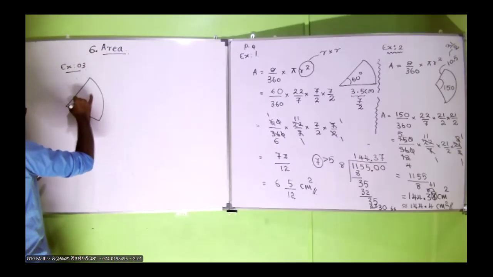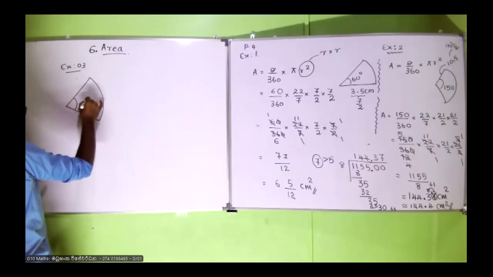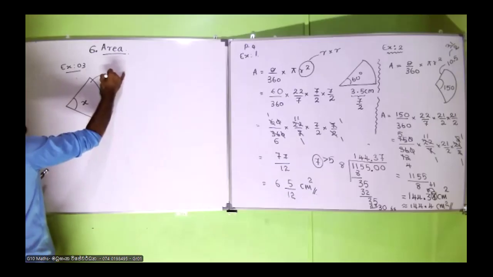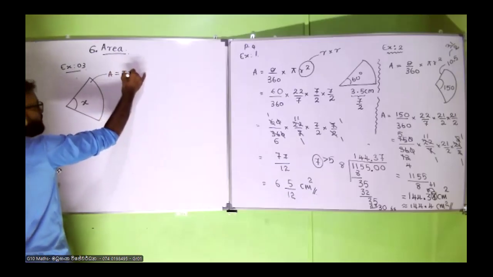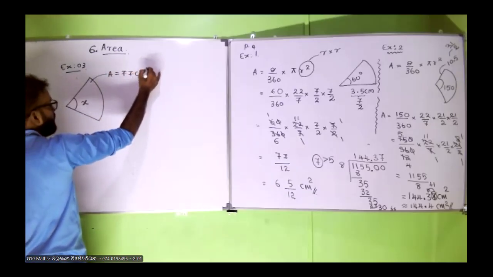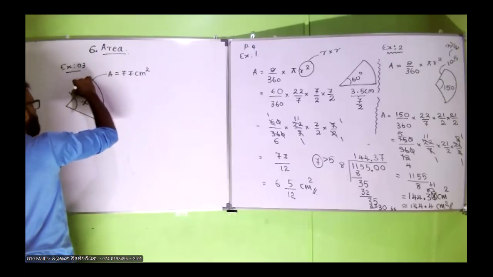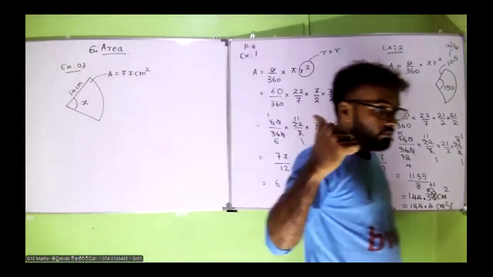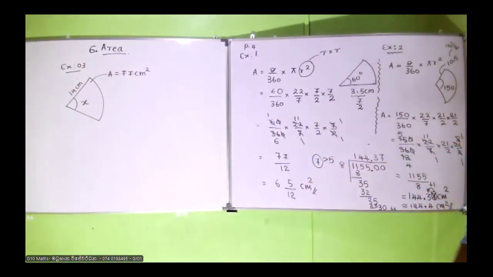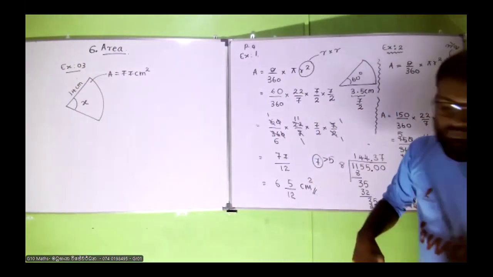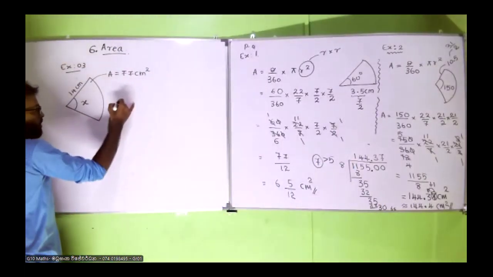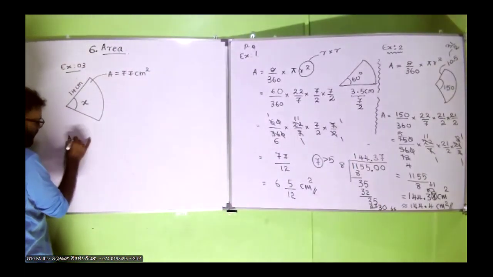So the sector is like this, and x is the angle at the sector. The area of the sector has been given, which is 77 square centimeters, and the radius is 14 centimeters. So you have to find x, that is your angle at the center. So what is the formula for finding the area?